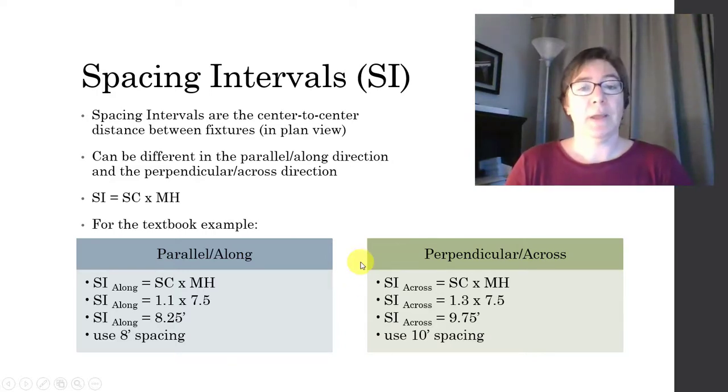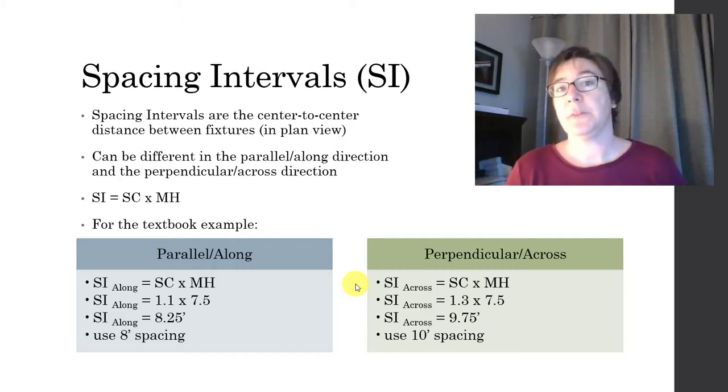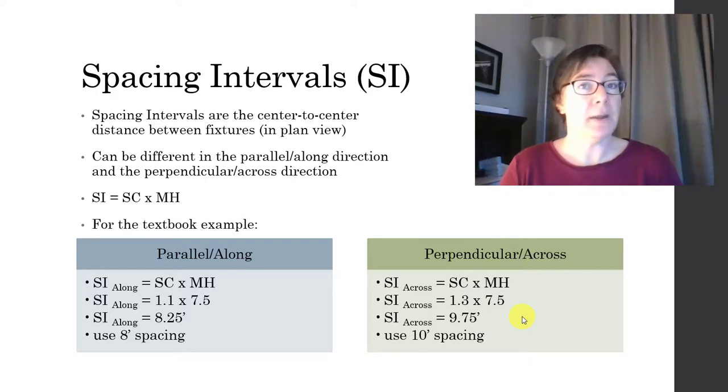In the perpendicular direction, the spacing criteria is 1.3. The mounting height is the same, 7.5 feet. So we're right here. Multiply those two together and you've got a spacing interval of 9.75 feet. You can use that number, or you can round it and use a 10-foot spacing.